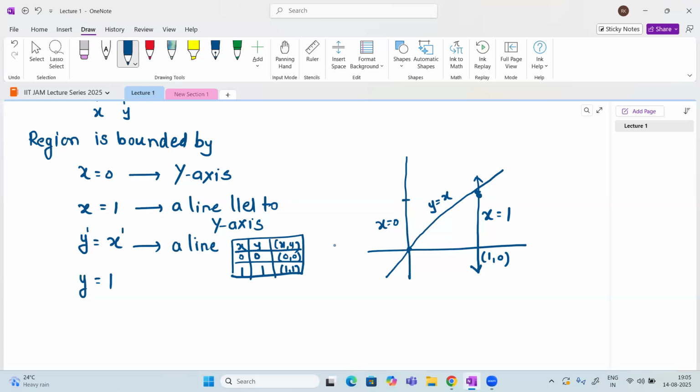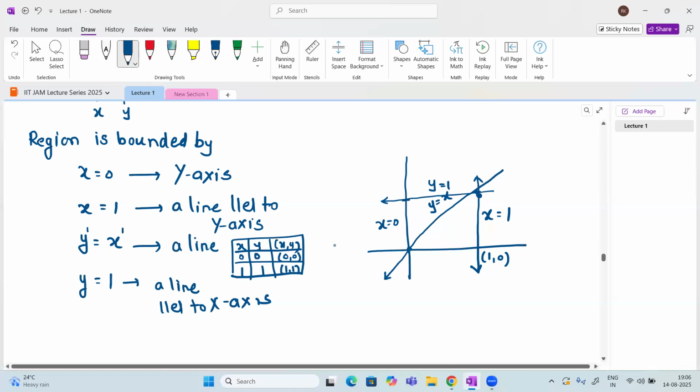Next, y is equal to 1. A line parallel to the x-axis that passes through y is equal to 1. That means this type of line you will get. So tell me, what is our region? What is the region of integration? This one or this one? Sir, the upper one. Upper triangle. Okay.